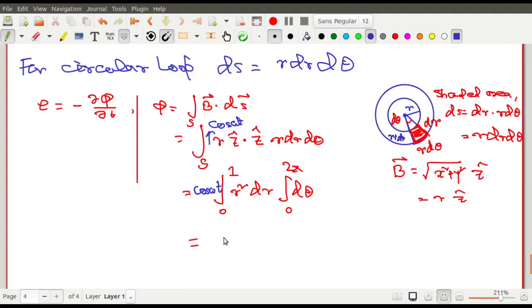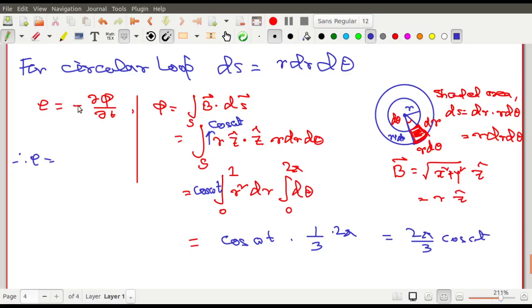Okay, what do I get when I integrate this? This gives me cos omega t. This one gives me r square. This one gives me 1/3. This integral is r cube by 3 and this is 2 pi. So basically this gives me 2 pi by 3 cosine of omega t. So from here it will come out.